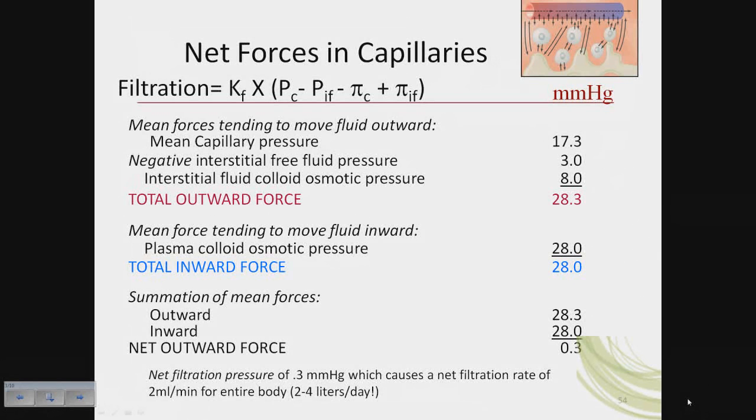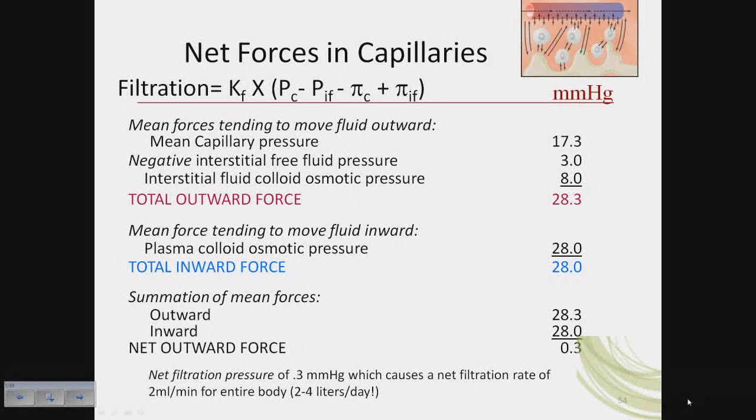Now look really carefully at the red value versus the blue. There is a net outward drive of 0.3 millimeters of mercury. That means we have net filtration pressure of 0.3 millimeters of mercury. This is enough pressure to cause us to lose 2 milliliters per minute of our plasma volume throughout our entire body. That means if we did not have the ability to reclaim that lost, leaked fluid from the plasma, in one day we would lose 2 to 4 liters of our blood volume, and that would not be compatible with life.